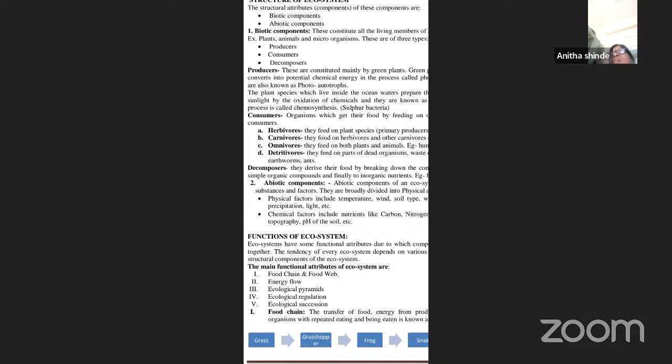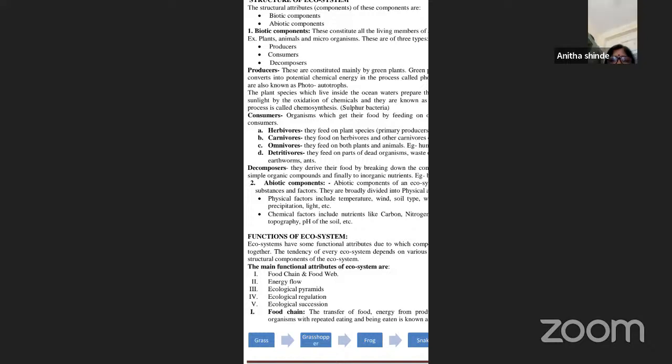We are saying an ecosystem is an interaction between the biotic as well as abiotic component. So there should be some activity between them. Without any activity, without any functional attribute, will the ecosystem run? It will not run. So there should always be some functional activity between them to run the ecosystem.